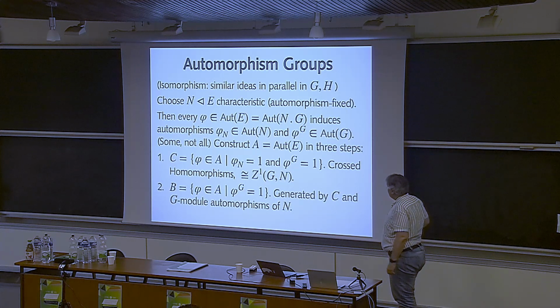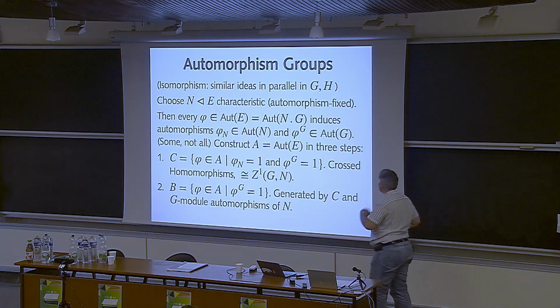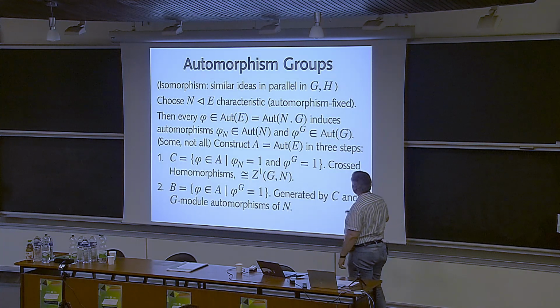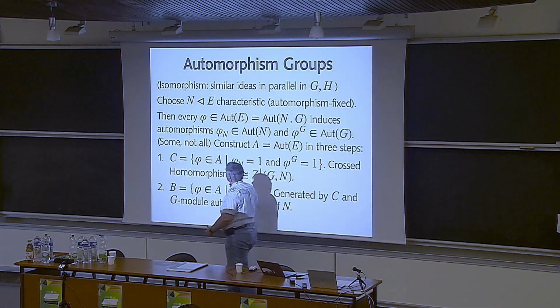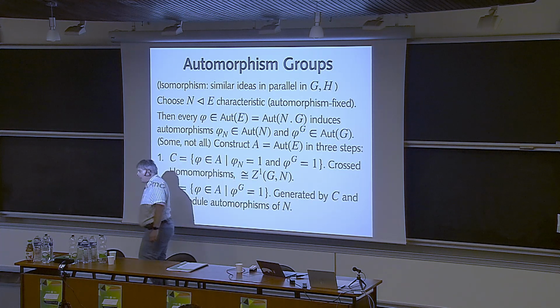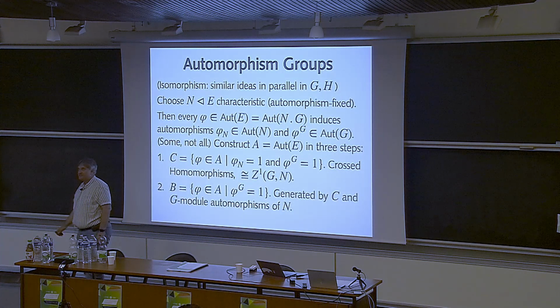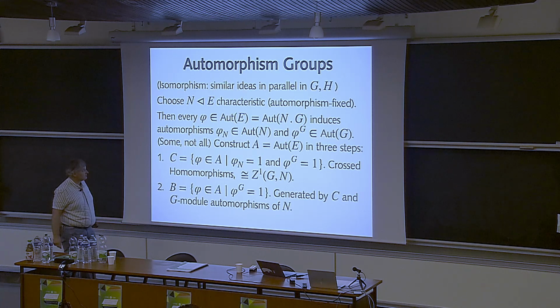So again, I have a normal subgroup of, here now the group is called E because earlier it was called E for extension. And because I'm talking about automorphisms, I don't just want an arbitrary normal subgroup. I want one which is fixed under automorphisms. Then that means it is called characteristic, because otherwise, basically, this inductive process would not work for automorphisms.